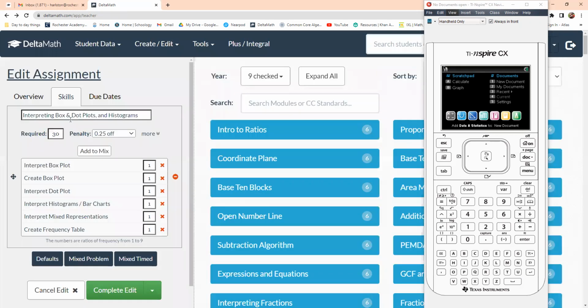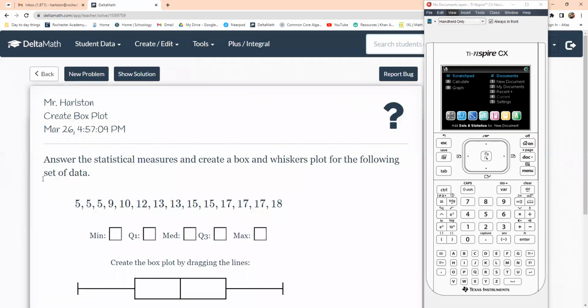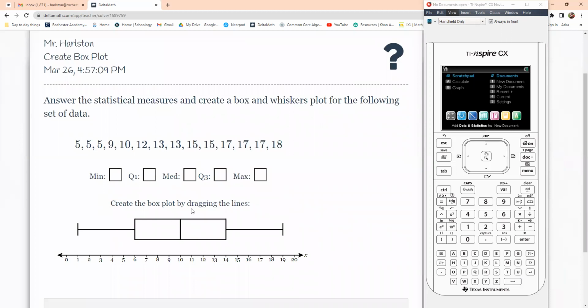Okay, so let's go back and look at one of the other ones. This one, we're going to be creating a box plot. I'm going to show you how to do it with the graphing calculator, and I'm going to show you how to do it without the graphing calculator. I'm going to start by doing it without the graphing calculator. I'm going to take a picture and then I'm going to mark it up. I just want this right now. So here is the data. Let me move this out of the way.